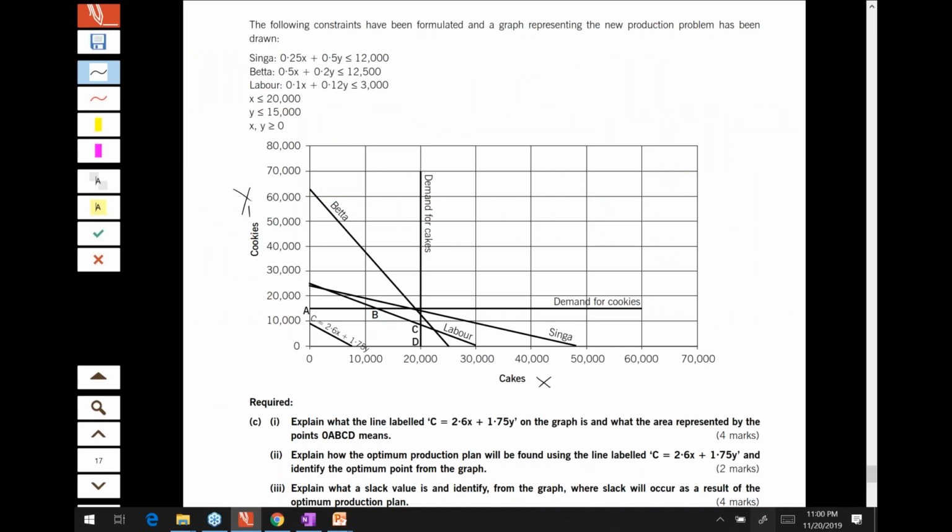It represents our contribution. Okay, so you can see here contribution is given here, which is 2.6 we'll earn on x plus 1.75 we'll earn on y. This is our objective function. We need the optimum answer where we need to maximize our contribution, which is normally the learning curve situation given in the paper.